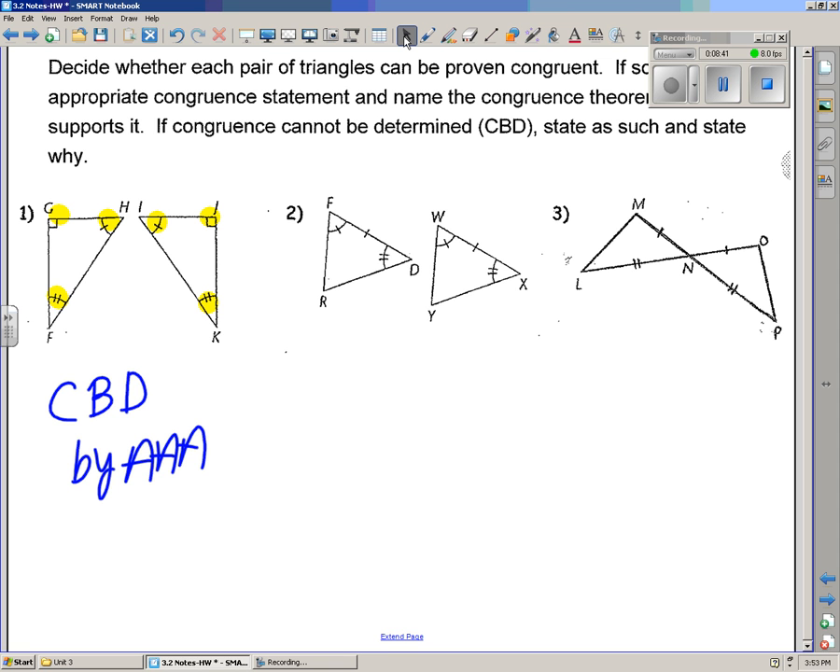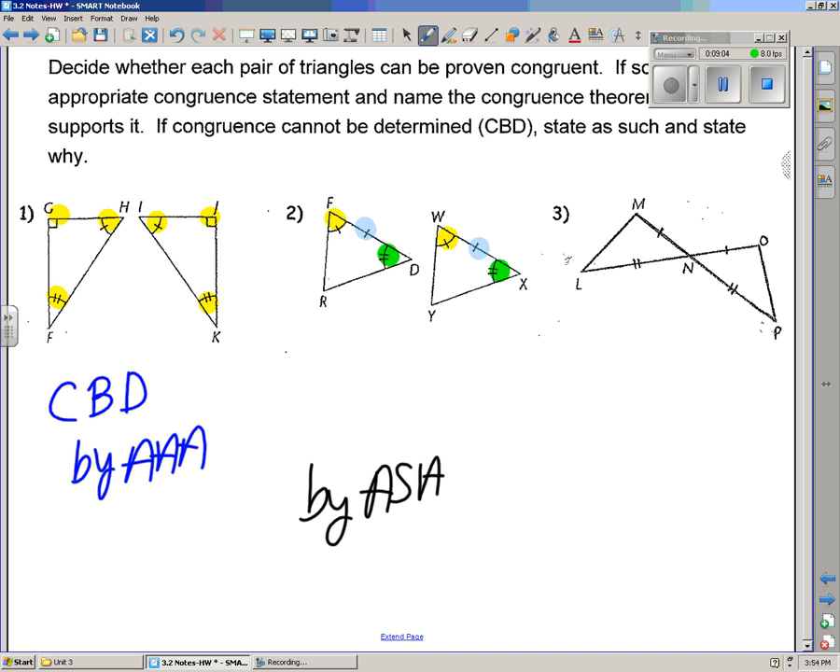If you look at this next triangle, you also have 3 pairs marked congruent. That to that, that to that, and the side to the side. So we've got 3 pairs of congruent markings, and we've got 2 angles and the side, but it happens to be an ASA setup. So we know these triangles are congruent, and they're congruent by angle side angle.